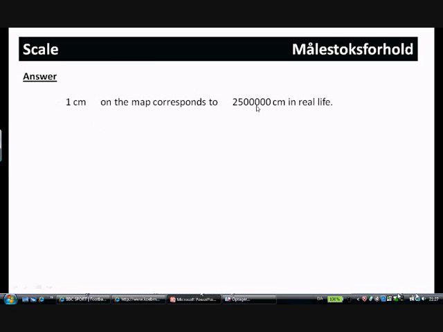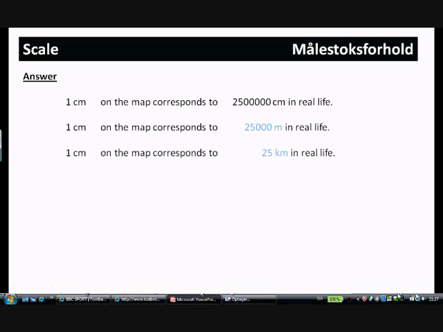1 centimeter on the map corresponds to 2.5 million centimeters in real life, 2,500,000 centimeters in real life, which is 25,000 meters divided by 100, which is 25 kilometers in real life. So I've reduced it to kilometers. 1 centimeter on the map is 25 kilometers in real life. Now, I'm going to find out how much 1 kilometer in real life would be on the map. So to get from 25 to 1, you divide by 25. So I'm going to divide 1 by 25 to get 0.04 centimeters. So 0.04 centimeters on the map is 1 kilometer in real life.